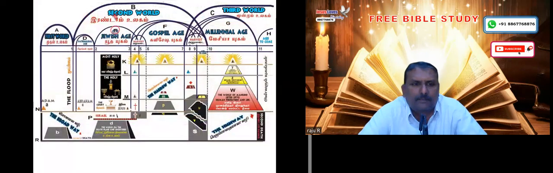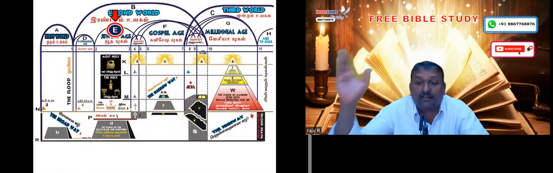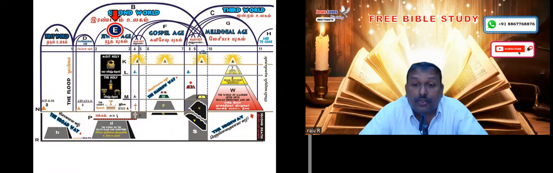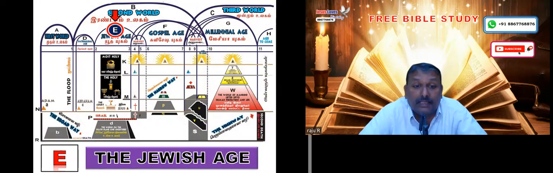Once this patriarchal age ended, automatically what happened? The next age, called the Jewish age, began. That is represented by capital E. Now, what is the meaning of the Jewish age? From when did it begin? The Jewish age began with the death of Jacob.